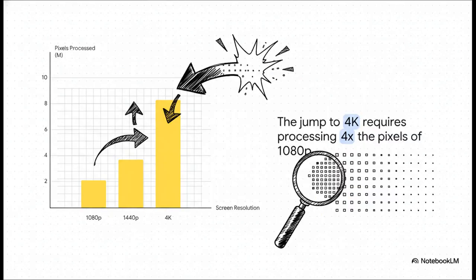And what's really important to get is that this workload isn't linear. Jumping from 1080p to 1440p is a pretty big step up, yeah. But the jump to 4K, that's a massive leap. The number of pixels the rasterizer has to deal with just grows exponentially, and that's exactly why higher resolutions demand so much more powerful graphics cards.